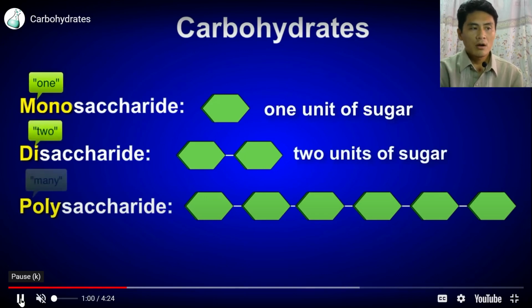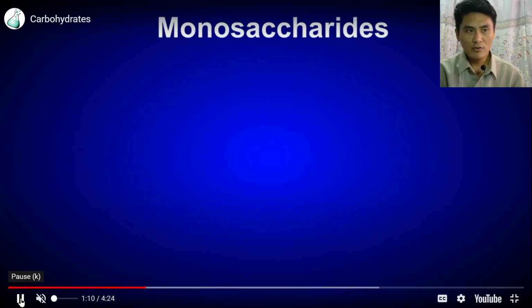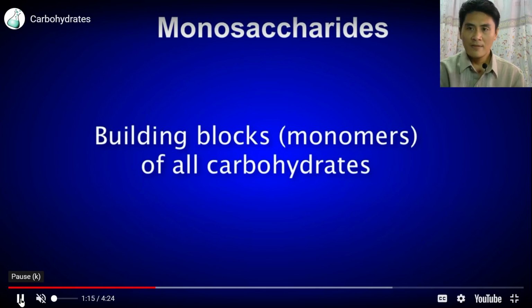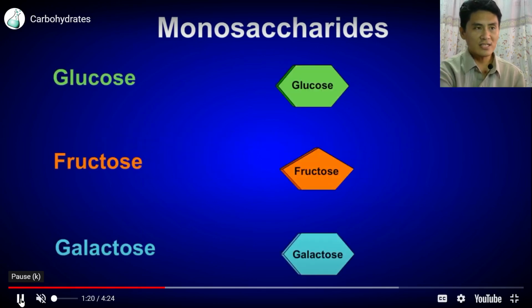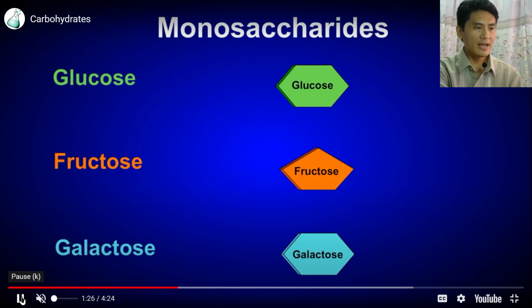Right. So that is the thing that you have to know. That's the second point. The third point is that the monomers for all of these are the monosaccharides. Even if we talk about disaccharides and polysaccharides, the monomers, meaning the basic units, just like in nucleic acids the basic units are nucleotides, in this case the basic units for all the carbohydrates are monosaccharides. And you have three kinds: glucose, fructose, and galactose.